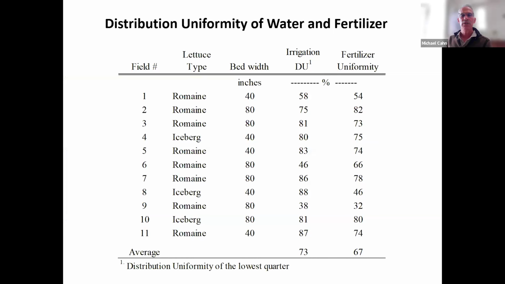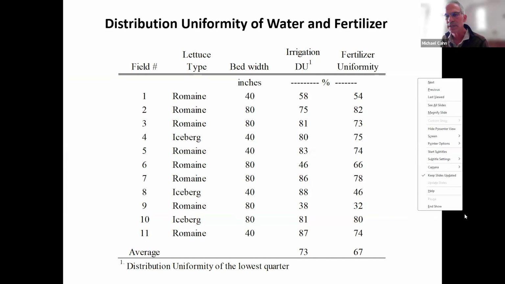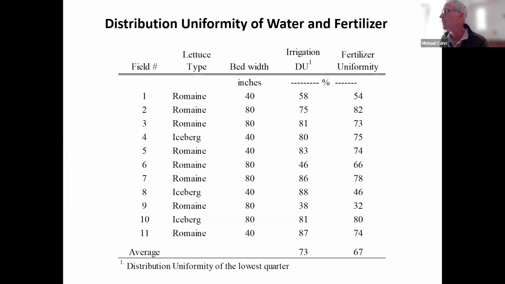So here you see 11 fields of different lettuces and different bed widths. And one column here is showing the irrigation uniformity, called the distribution uniformity. Let's see if I can find the pointer here. Screen pointer there. So here's the DU, distribution uniformity. Sometimes they're high, sometimes quite low.